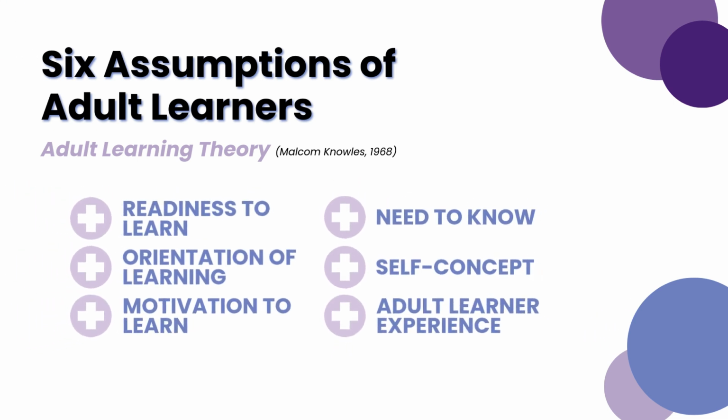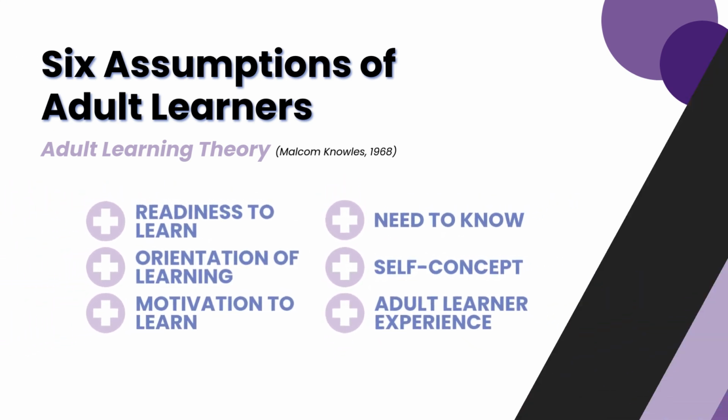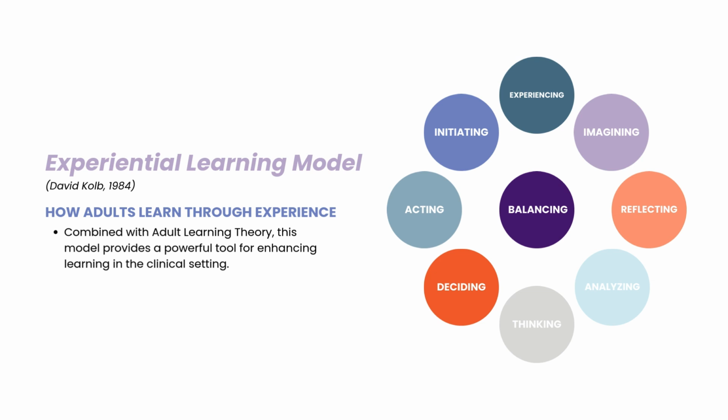The 6 assumptions of adult learners are listed below according to adult learning theory. The experiential learning model demonstrates how adults learn through experiencing, imagining, reflecting, analyzing, thinking, deciding, acting, initiating, and balancing.